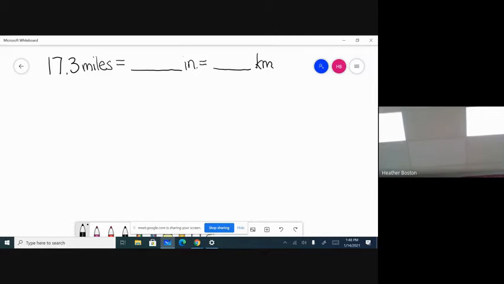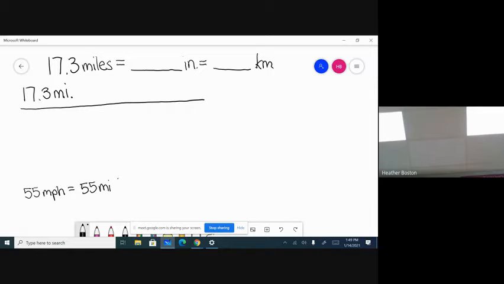So the first thing I do is to find my given. My given in problems is always going to be the one with the numbers. So my given is 17.3 miles. There are going to be some circumstances where you have units on the bottom. For example, if you've ever seen something written as, let's just say 55 mph, which is 55 miles per hour, that little slash mark tells you that the miles are the units on top and the hours are the units on the bottom. But if you don't have units on the bottom, we're going to put a 1 down there as a placeholder.